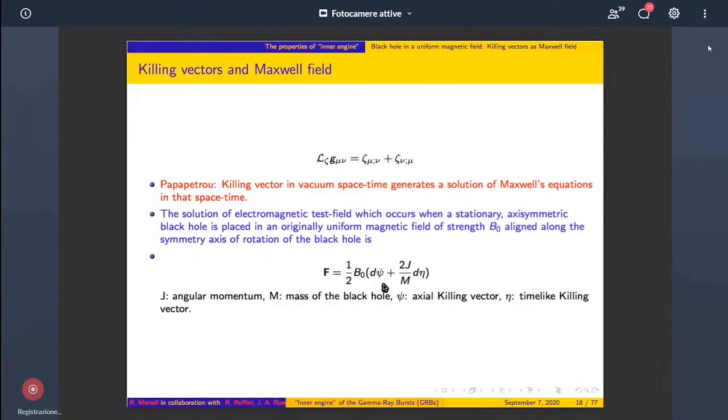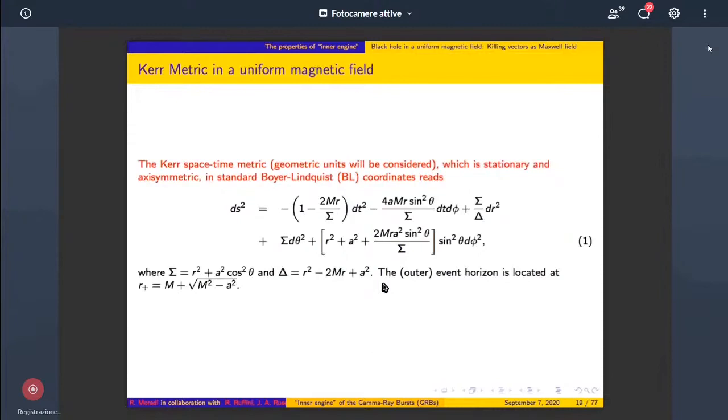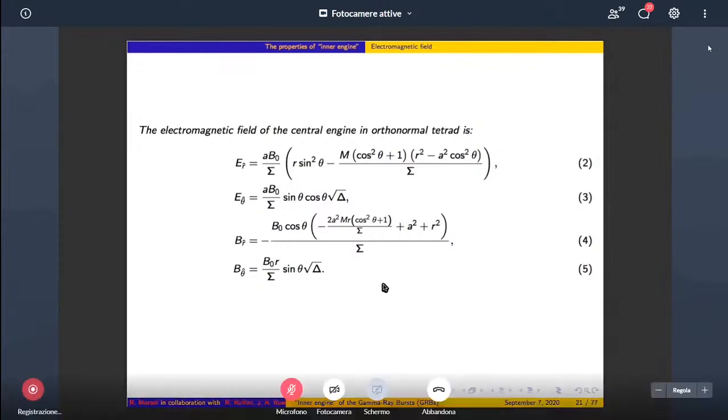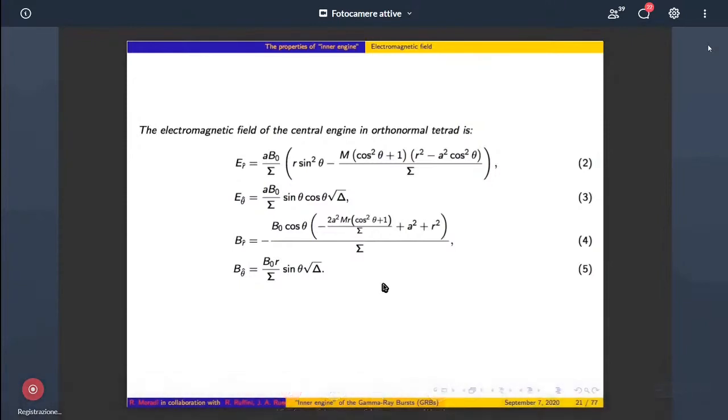So if we demand that we have the uniform magnetic field and use this Papapetrou theorem, finally we end up with a Wald solution. This is the Kerr metric, and if we use those theorems and the uniform test magnetic field outside the Kerr black hole, we have this set of electromagnetic field around the black hole. As you can see, it is very straightforward to show that at infinity we have only the parallel magnetic field, and this electromagnetic field is highly related to the geometry of our spacetime.